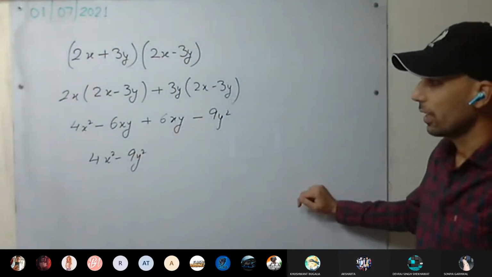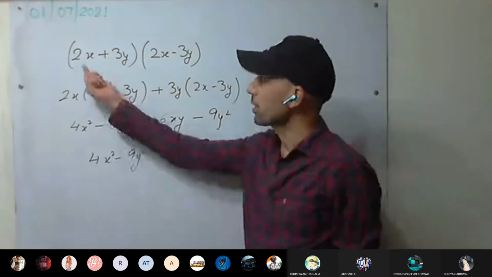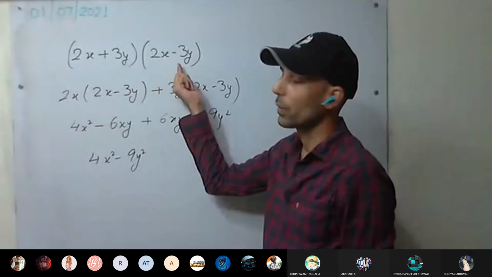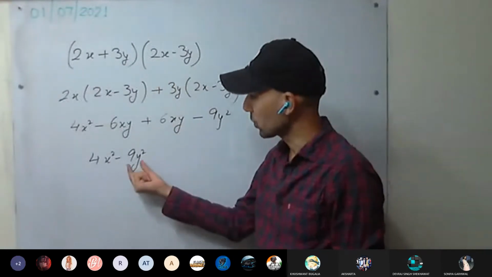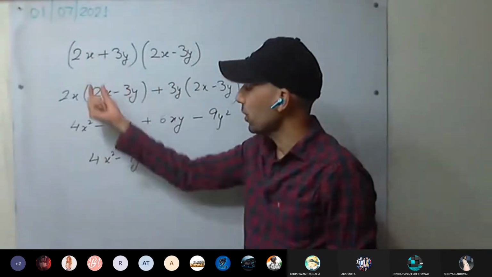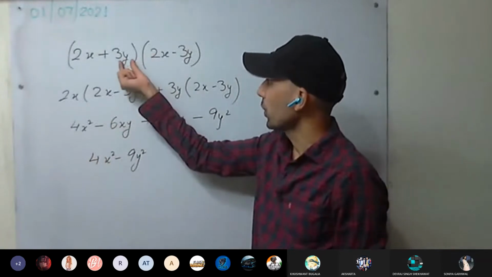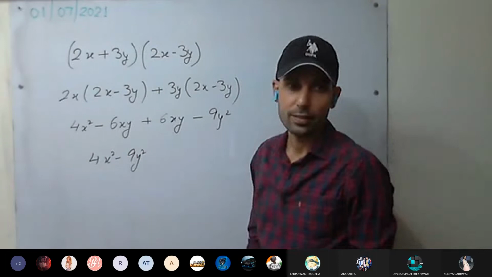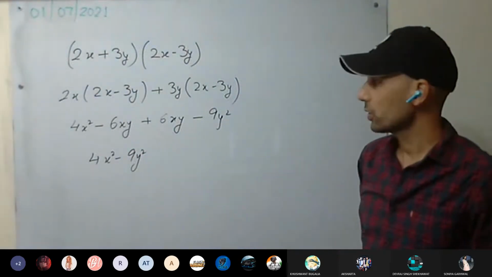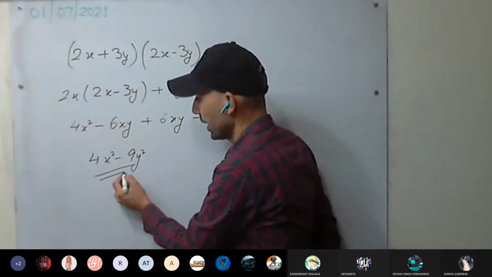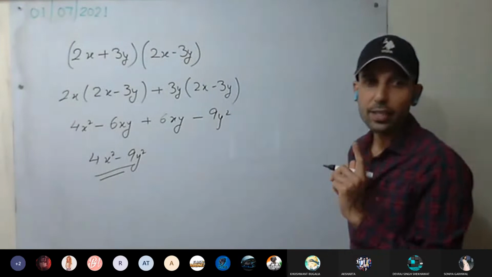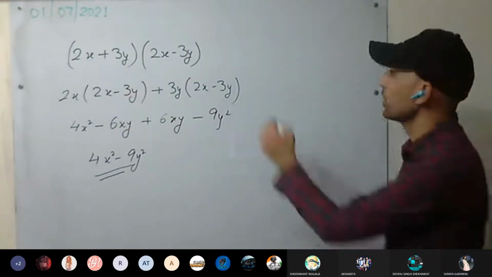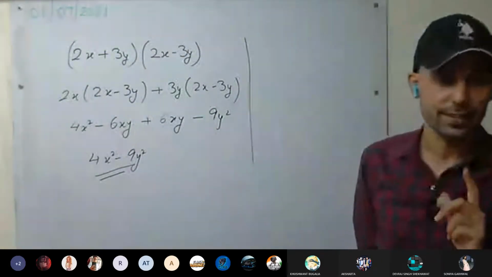Have you understood? See here, 2x plus 3y into 2x minus 3y. You are getting 4x square minus 9y square: the square of 2x, the square of 3y, and a minus sign. Have you understood this one? Any doubt? Okay.